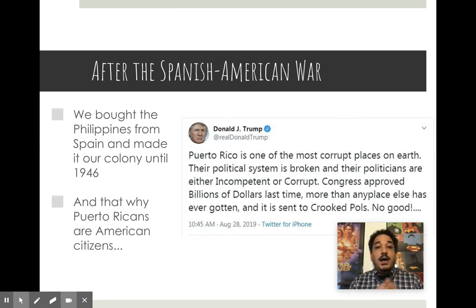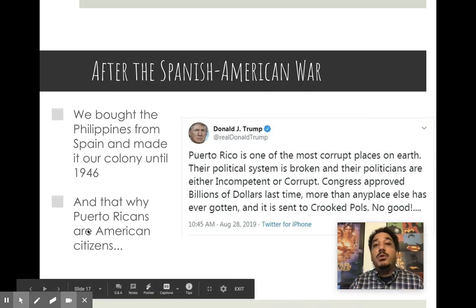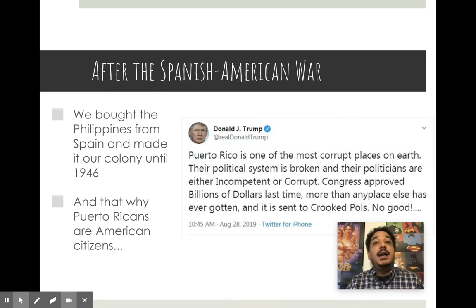But anyway, Philippines, they do get their independence, but we never give independence to Puerto Rico. And that's why Puerto Rican people are American citizens today, because technically Puerto Rico is a protectorate of the United States. They're kind of part of the United States. We took them over. They're not really their own country. Okay, so that's kind of interesting. So if you ever wondered why Puerto Rico is technically a part of the United States, even though they're not one of our 50 states, this is why. They're our colony. We just never gave them up.